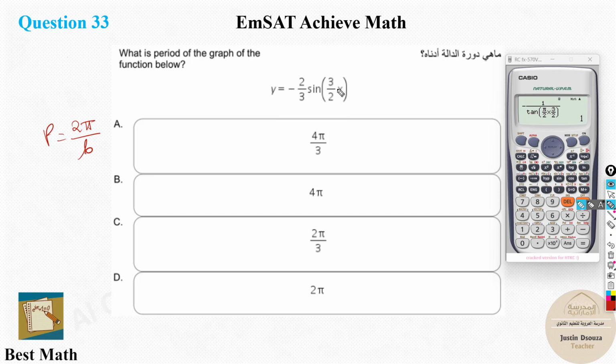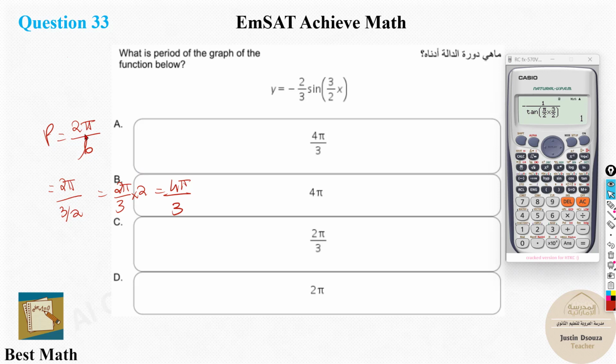What is b? B is the value inside the bracket of sine, before x, the coefficient of x. So over here, this is 2 pi as it is. What is b? It is 3 by 2. So what happens is 2 goes up, so it will become 2 pi by 3 multiplied by 2. It is equal to 4 pi by 3. So this is the answer, or you can just use calculator. So the answer is the first one.